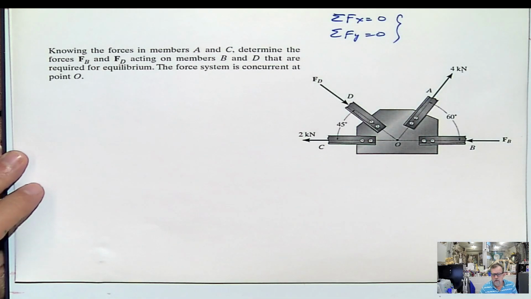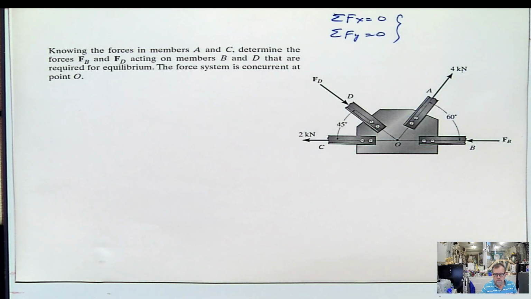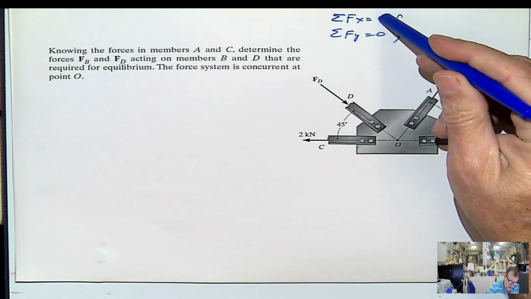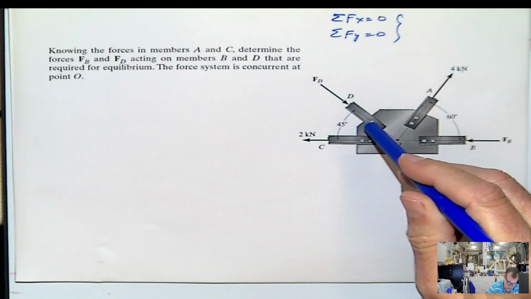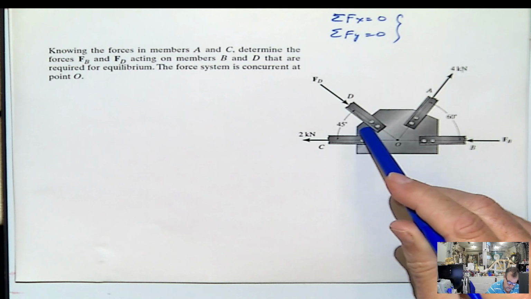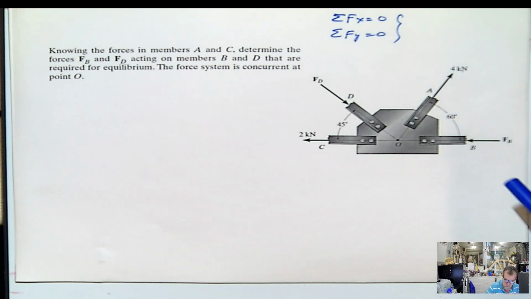Now, the order in which I apply these two equations doesn't matter. Meaning, if I say summation of forces in X equals 0, I'm going to have the unknown X component of this, and this component in this direction, which is known, and the unknown component of this one in that direction. So I'm going to establish one equation first with two unknowns, which I'm not going to use for anything.